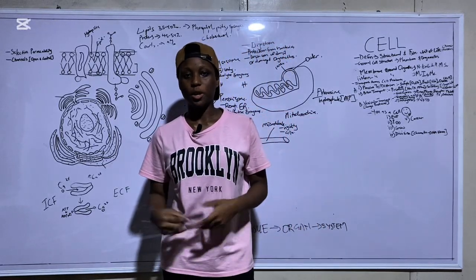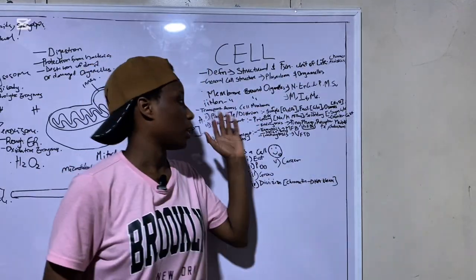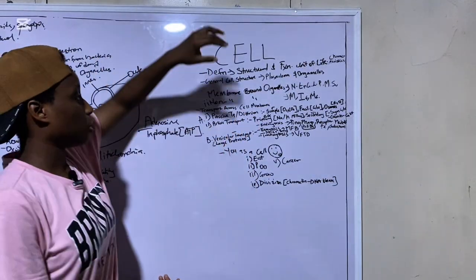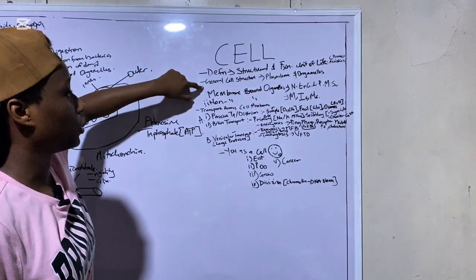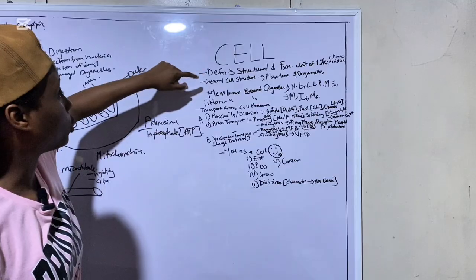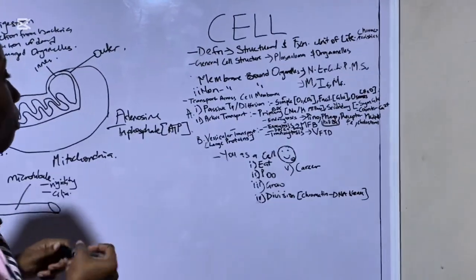This is Dicot Medical, and today we're going to be talking about the cell. So guys, this is our outline for today on cell. First, we're going to define cell and explain it. Then we're going to talk about the general structure of cell. We're going to talk about the organelles of the cell, membrane-bound and non-membrane-bound organelles.